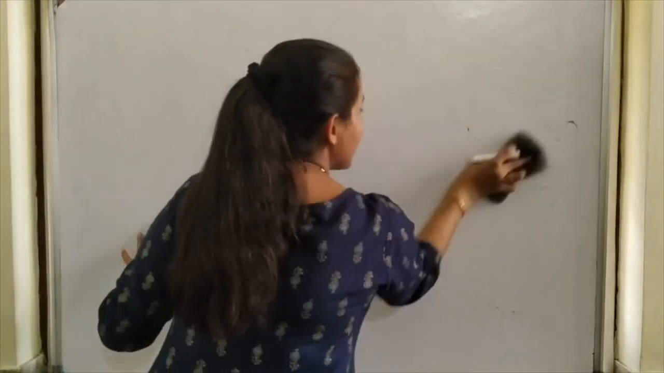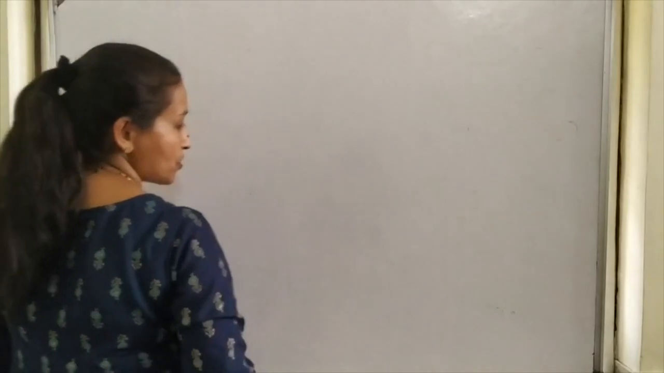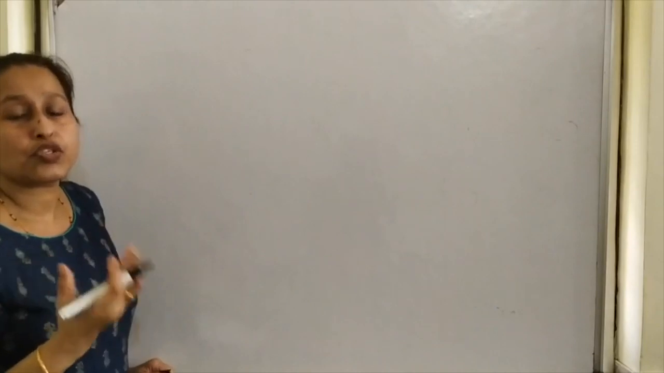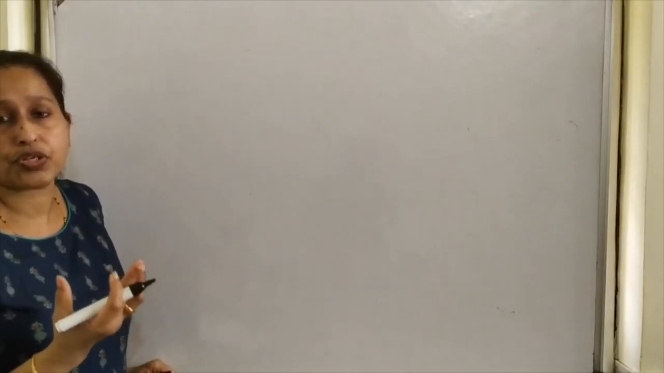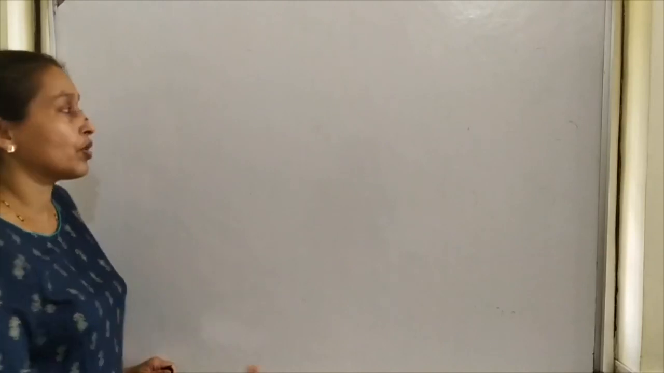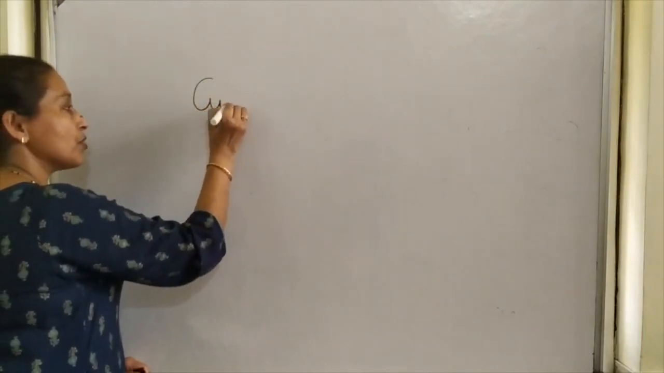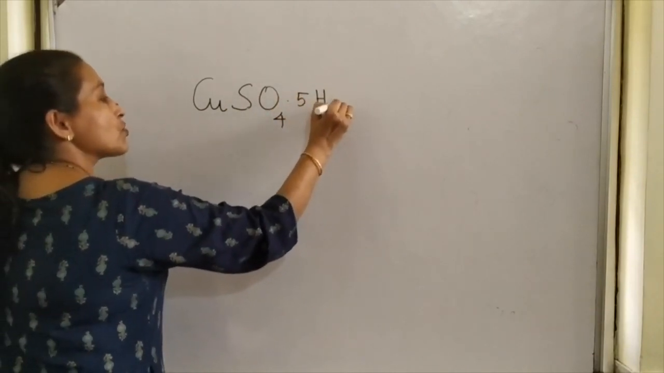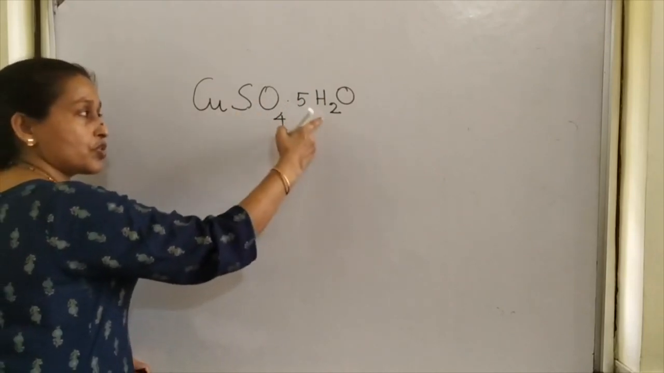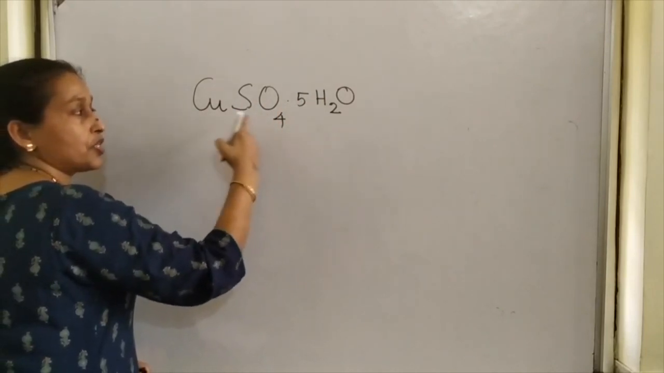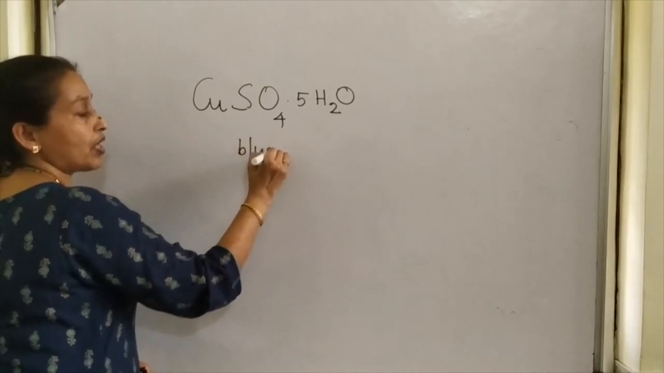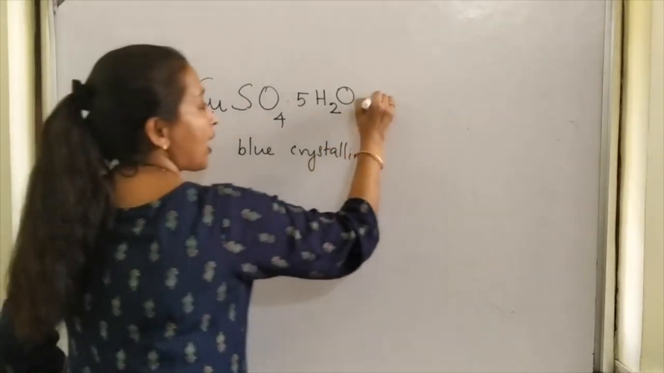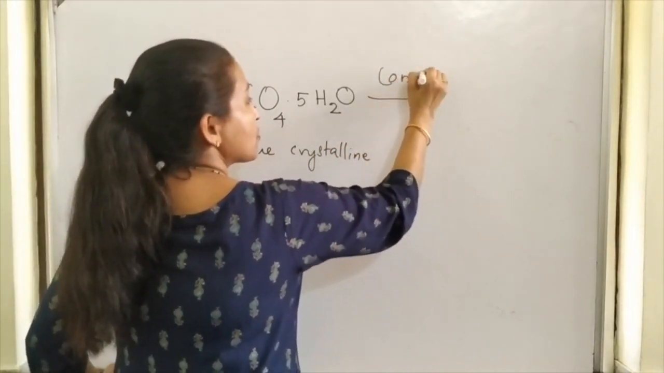Many other examples are there. Concentrated sulfuric acid can remove the water of crystallization present in certain salts. Water of crystallization is chemically combined water molecules only. This is hydrated copper sulfate. It is blue in color and crystalline in nature.